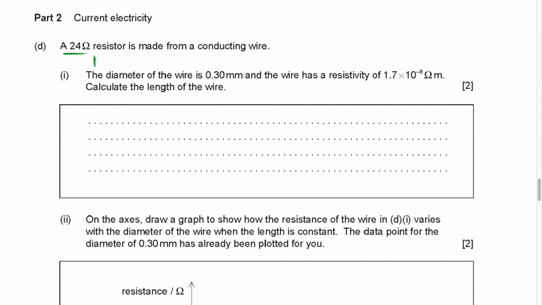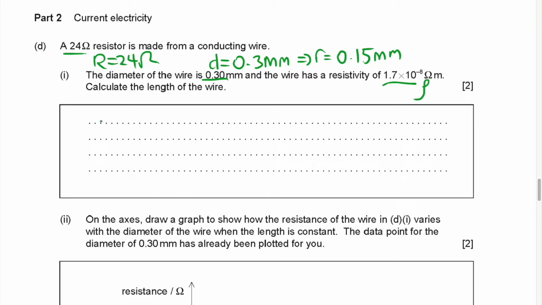So we know the resistance R is equal to 24 ohm. We know the diameter here is equal to 0.3 millimeter, so the radius will be equal to 0.15 millimeter. And we also know the resistivity of the resistor, right? So this tells us the formula we need to use, which is resistance is equal to resistivity multiplied by length of the wire, which is what the problem asks for, divided by area.